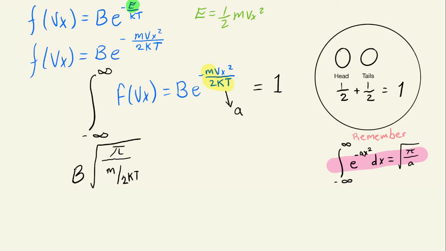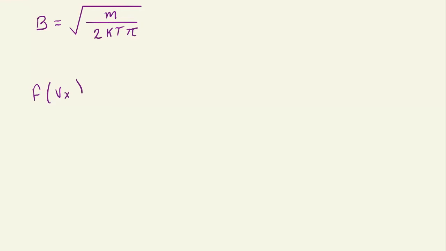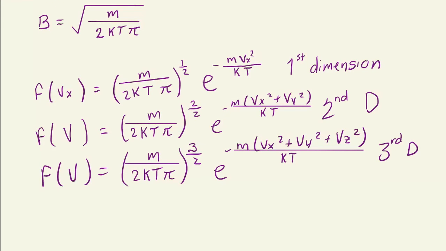After substituting, we are left with b multiplied by the square root of pi divided by mass divided by 2k times t. And this will simply be equal to 1, but leaving the constant by itself, the result would be the square root of mass divided by 2 times the constant k times temperature times pi. Now we proceed to substituting the constant b into the function. So here we're just substituting b.